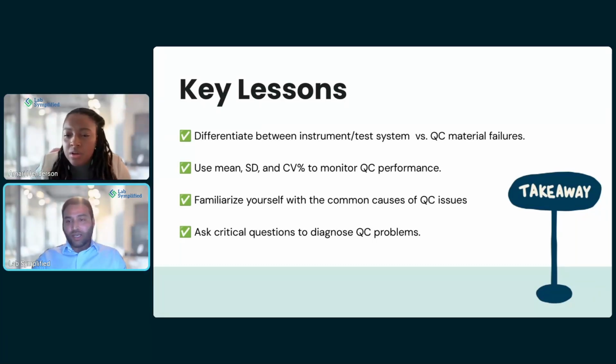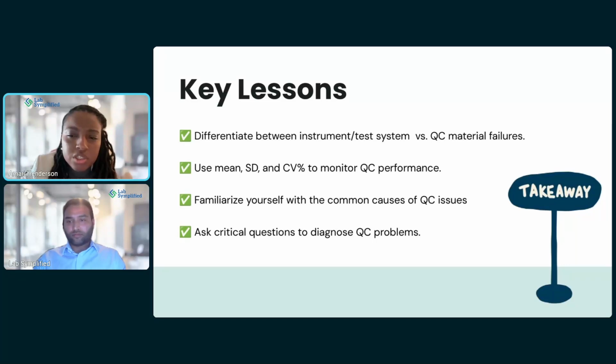There's one more question. Victor asks, what happens with CLIA 2024 if some old methods don't meet? I don't know that I understand the question fully. I may have to get further information from you regarding that question. But I'd be happy to answer it after the webinar if you could provide further information.